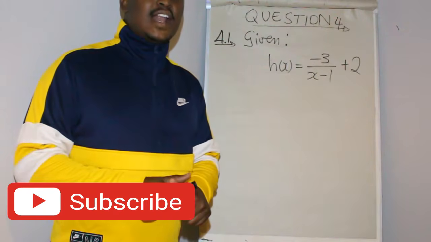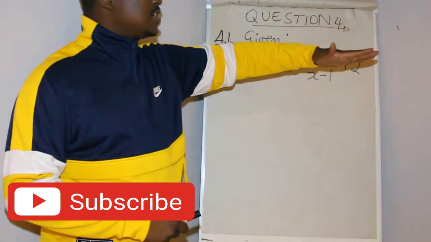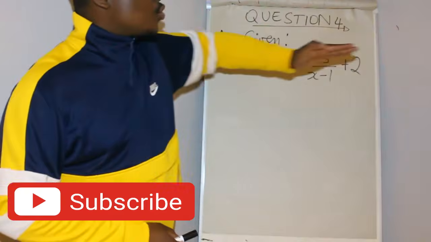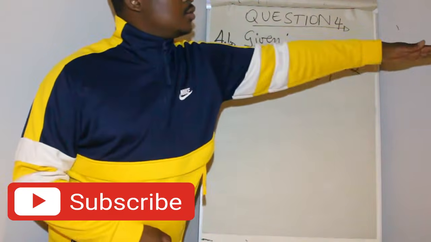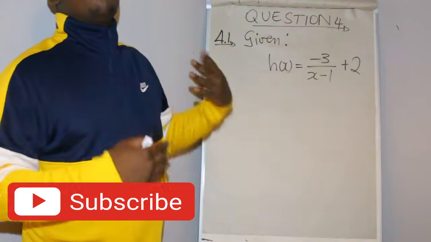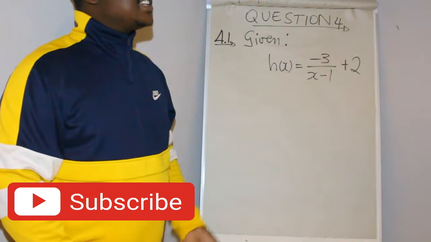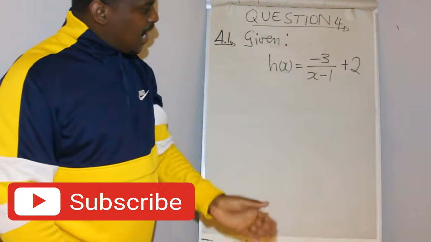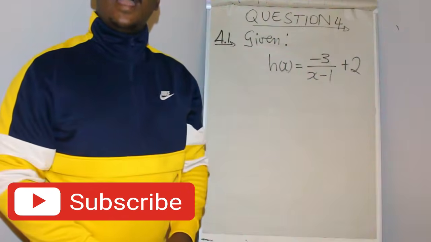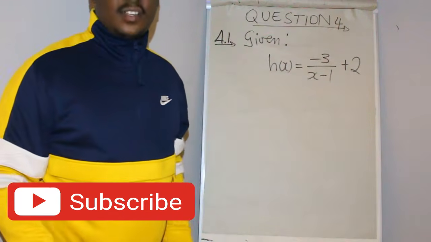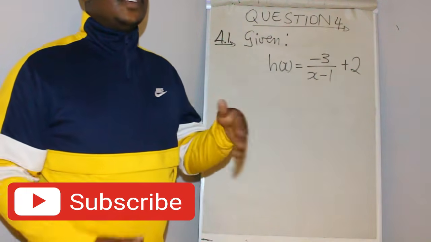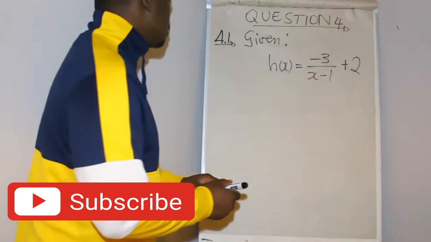A horizontal asymptote is horizontal, which means it's cutting through the y-axis, so it will be in the form y is equal to. A vertical asymptote is vertical, it cuts the x-axis, so it's going to be x is equal to. So we are going to find those two asymptotes.